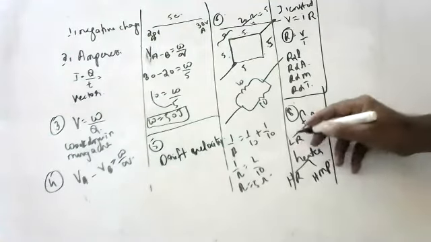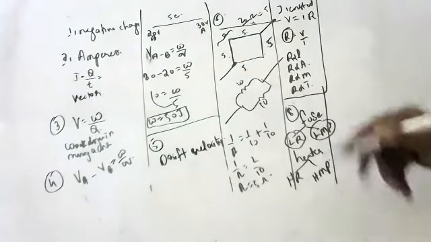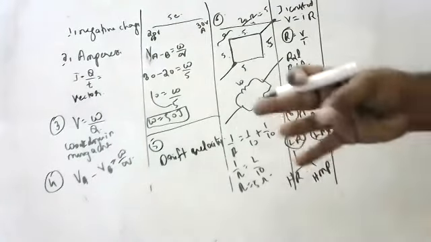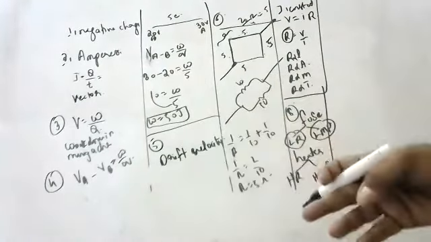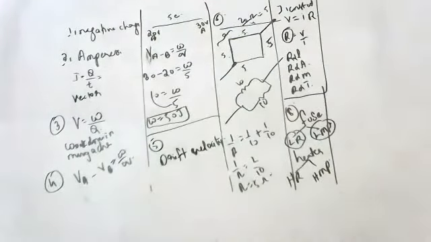Fuse has low resistance because current prefers to go through low resistance. And low melting point because if excess current comes, it will become hot, melt, break, stop. It will break and current will stop.